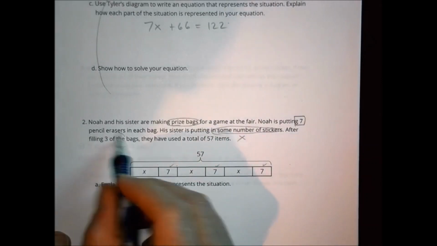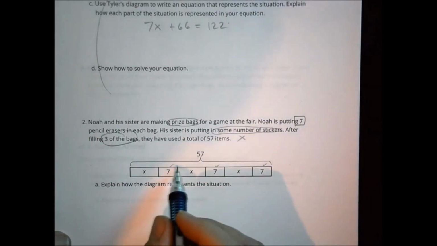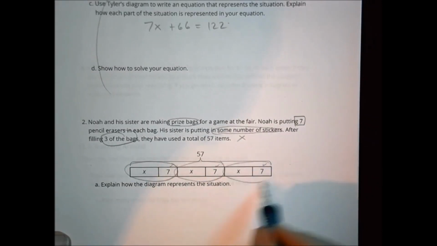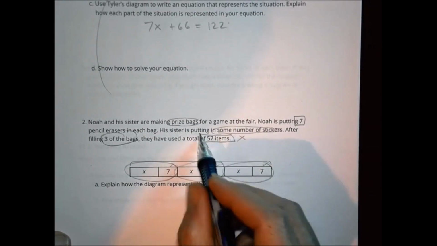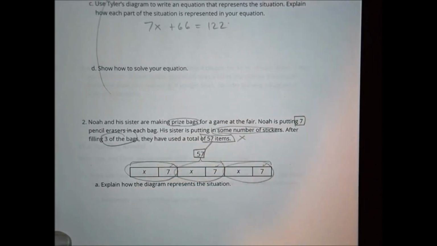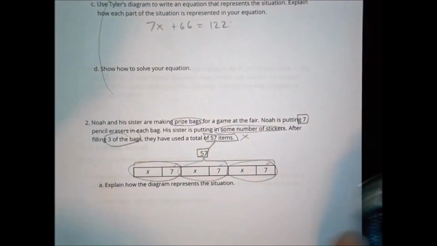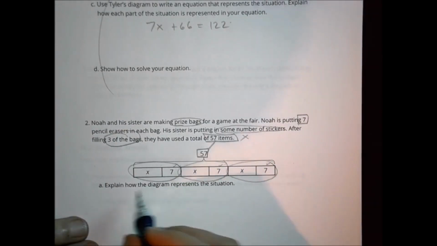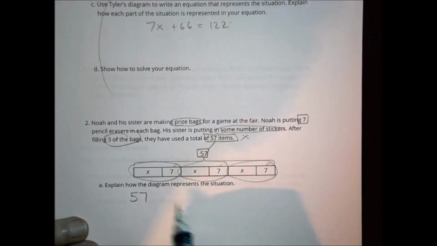After filling 3 of the bags, 3 bags. Here's bag number 1, bag number 2, bag number 3. They have a total of 57 items. So there's our total there. So in this tape diagram, what we can see is our total number is 57. That's how many we have altogether.